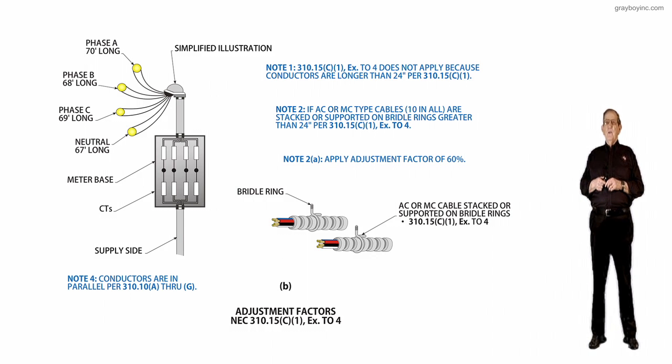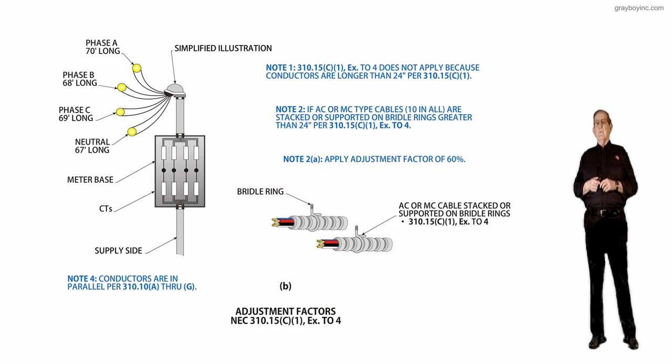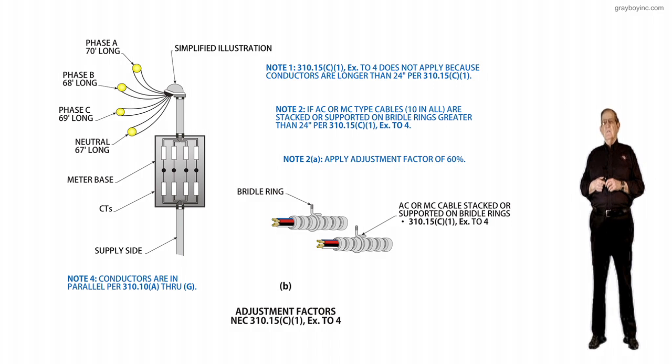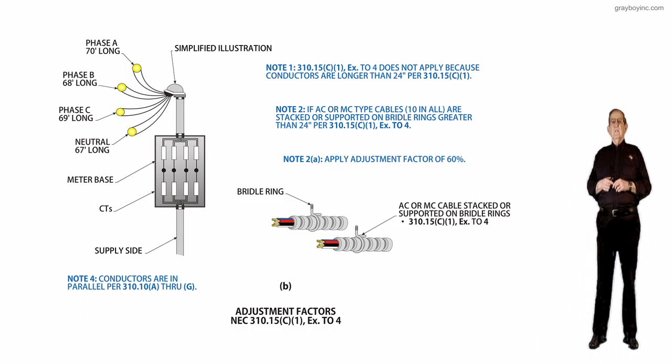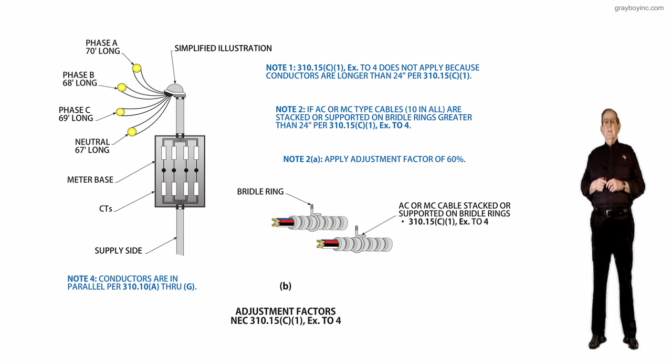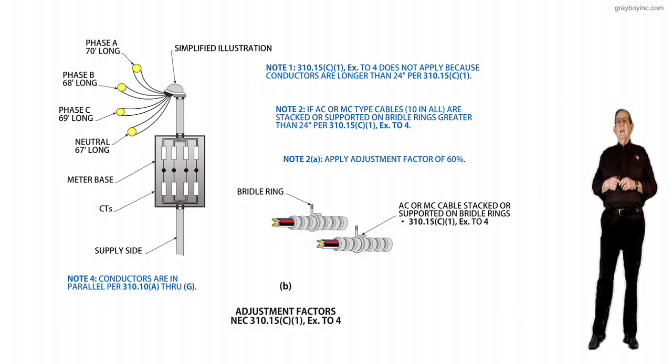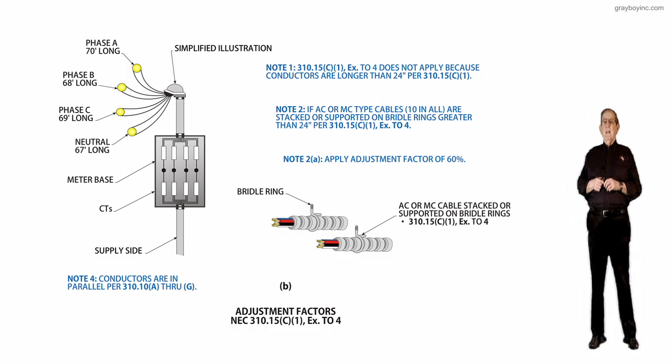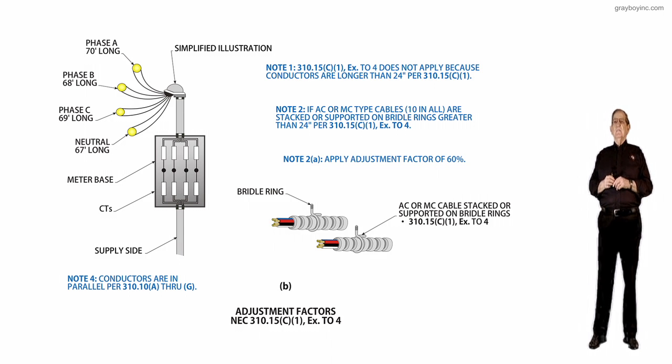And then Note 2A applies to adjustment factors where you'd have the 60% rule enforced here because of the number of conductors in the cables and so forth. So if we go over to Note 4, conductors are in parallel per 310.15(A) through (G). So we apply our correction factors here based upon these cables being over 24 inches long and stacked together, stacked one on the other over 24 inches.